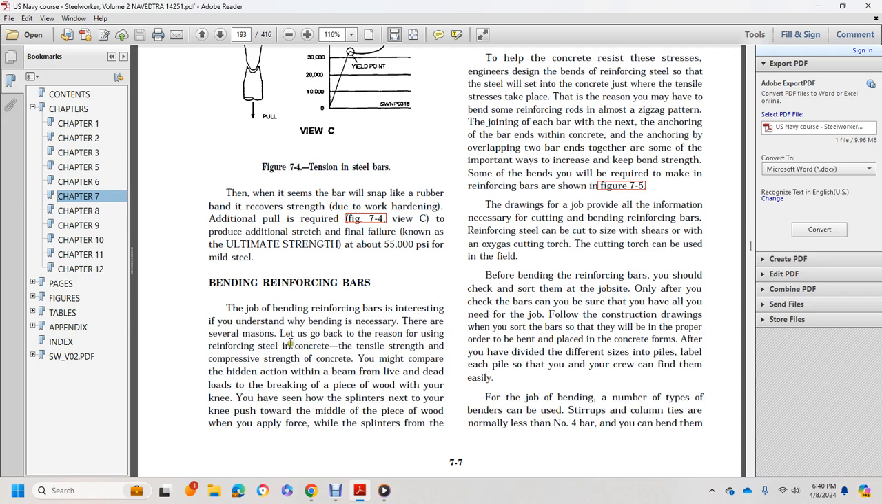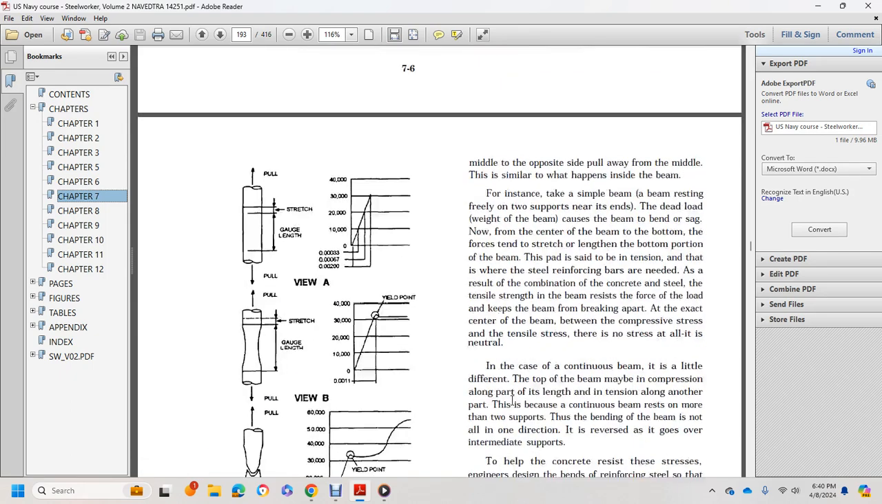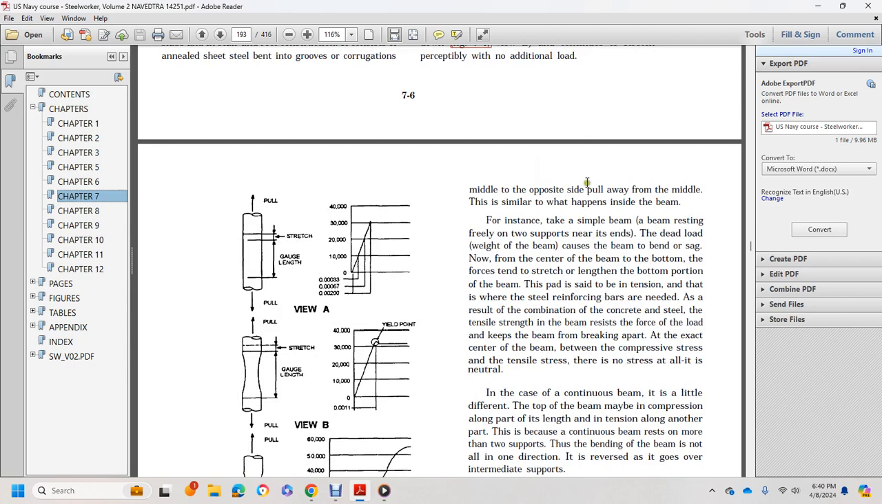Let's go back to the reason you use reinforcement steel in concrete. The tensile strength of the steel and the compressive strength of the concrete must work together against the action of the beam under live or dead loads. It is similar to breaking a piece of wood with your knee. You push from the toe of the bend over the piece of wood, and you get splinters on the side opposite your force, where the wood pulls up and away. This is similar to what happens inside of a beam.